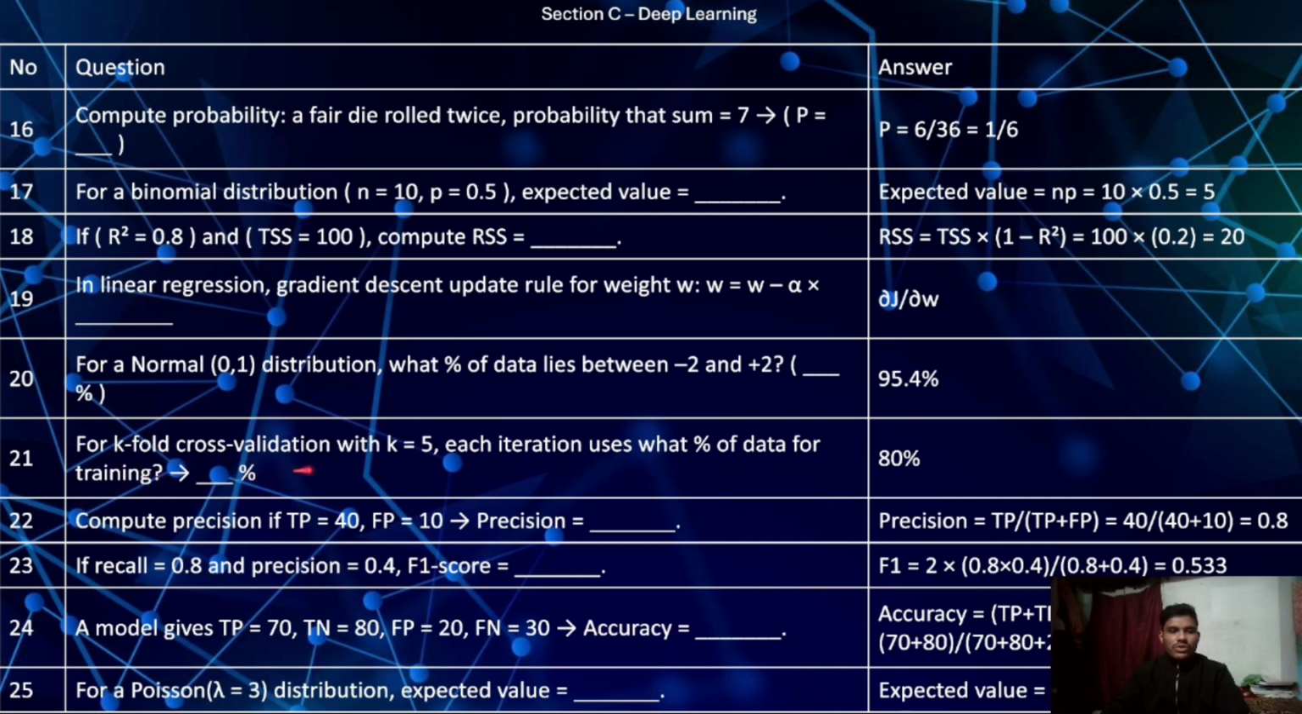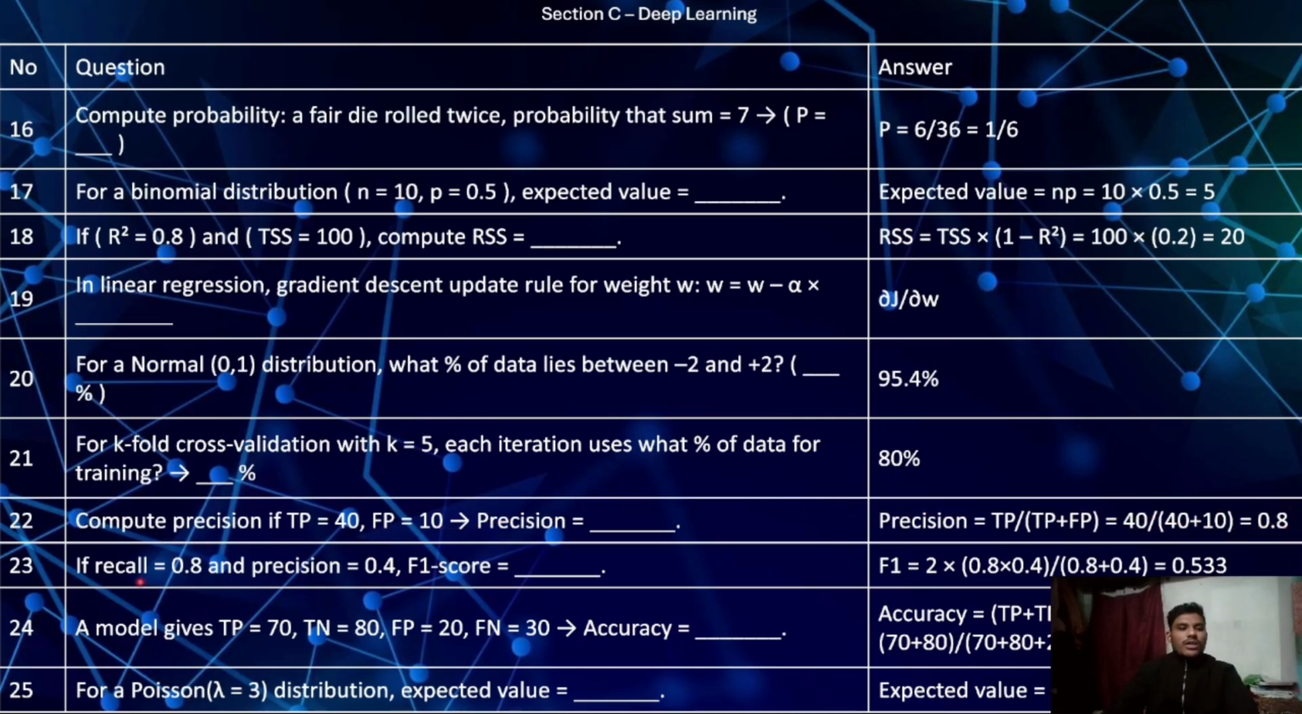Now for k-fold cross validation with k equals 5, each iteration uses what percentage of data for training? So here the answer is 80%. Now compute precision if TP equals 40, FP equals 10. We have the formula precision equals TP upon TP plus FP. So our answer is 40 upon 40 plus 10, which gives us 0.8. So 0.8 is our answer.